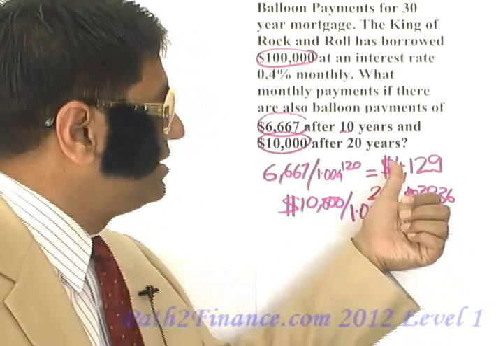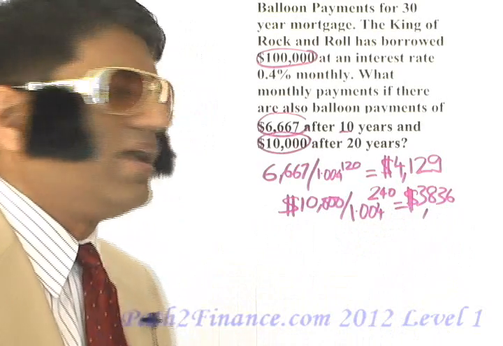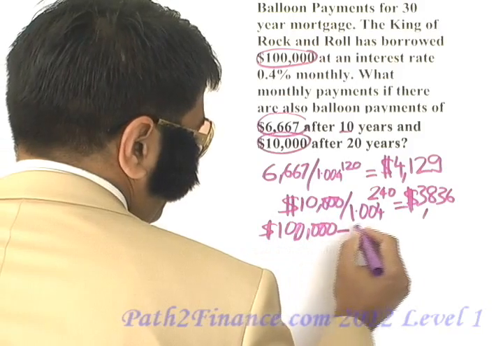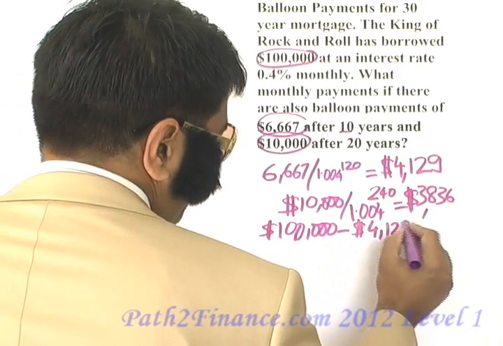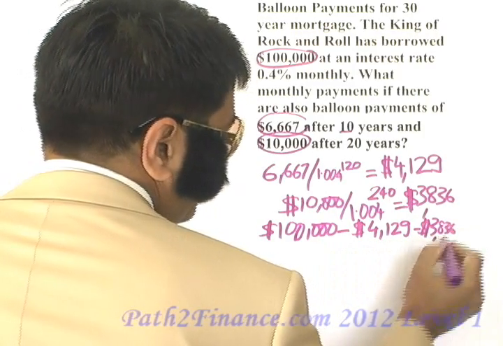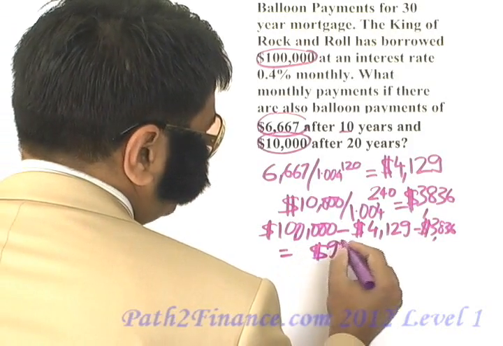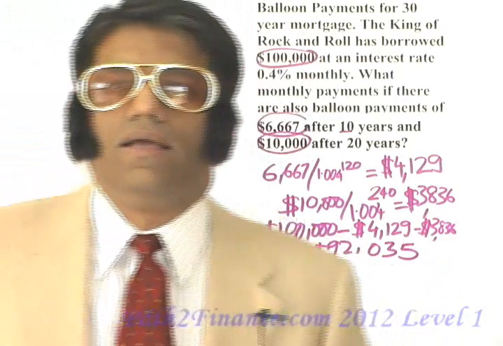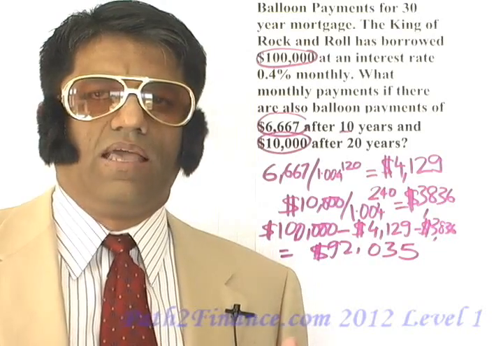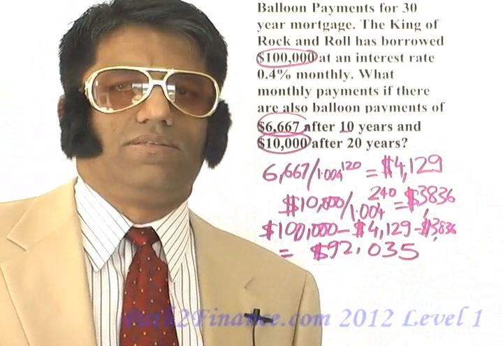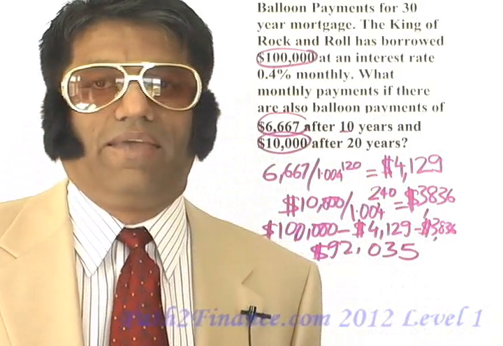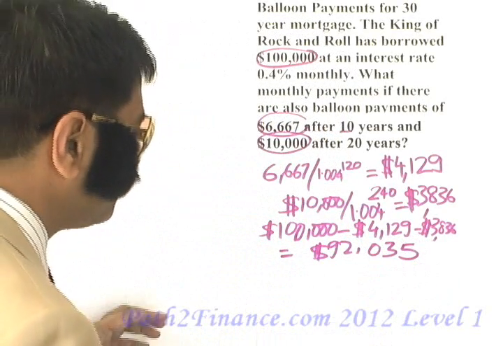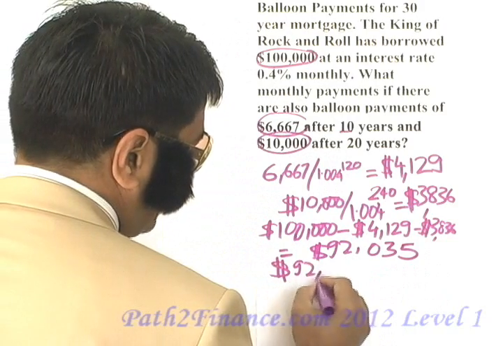So you subtract from 100,000 these two balloon payment present values, and what you get would be $92,035. So the present value of the annuity I repay by making the monthly payments is $92,035, and I stick this into the annuity formula.